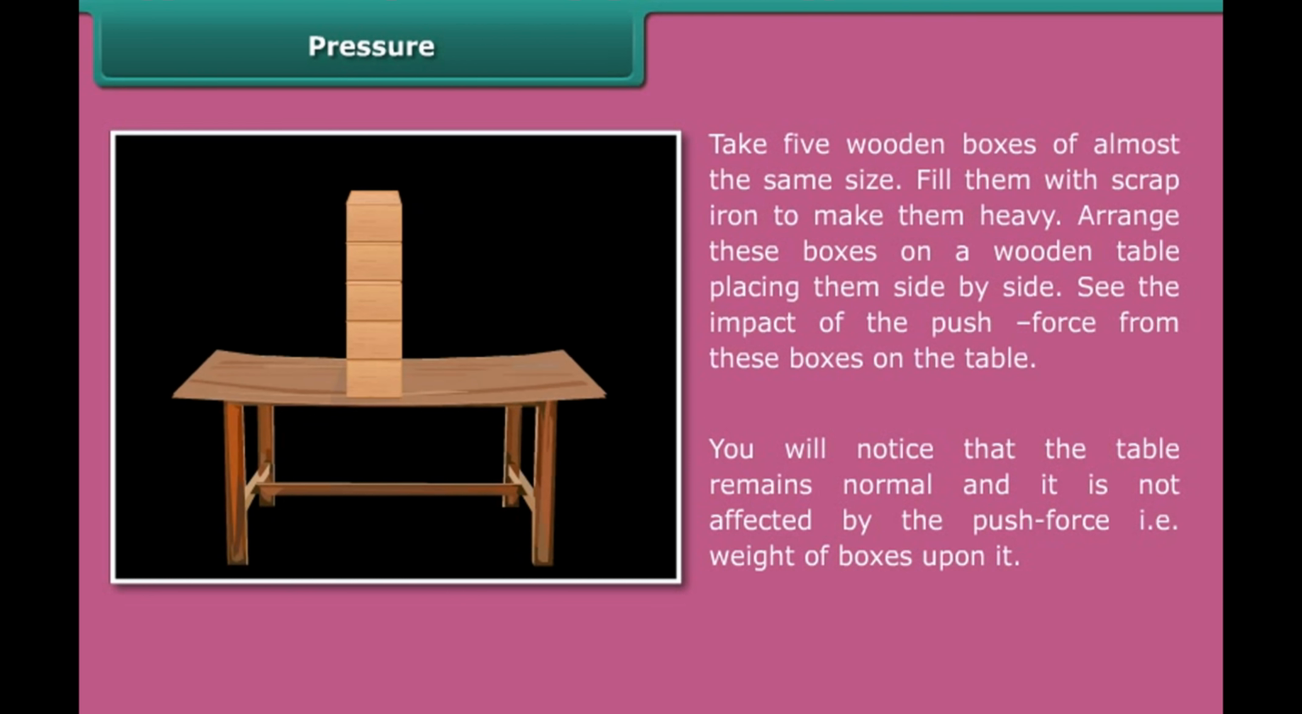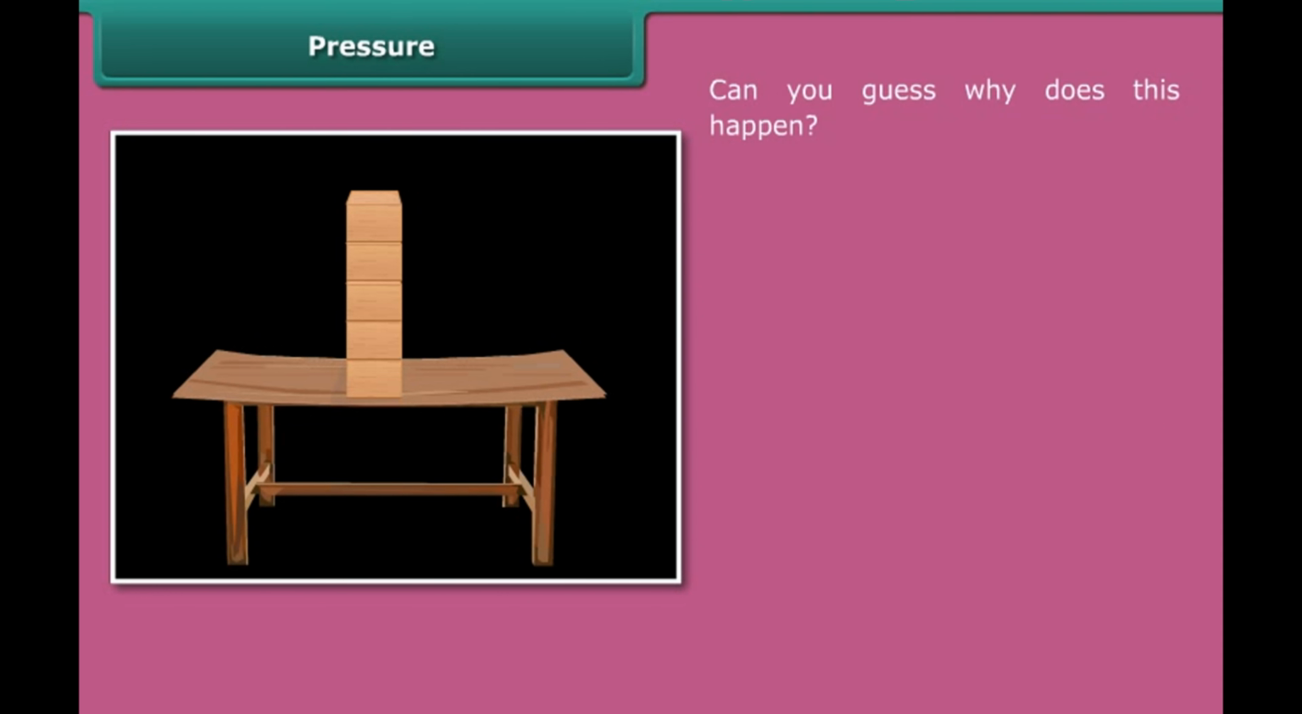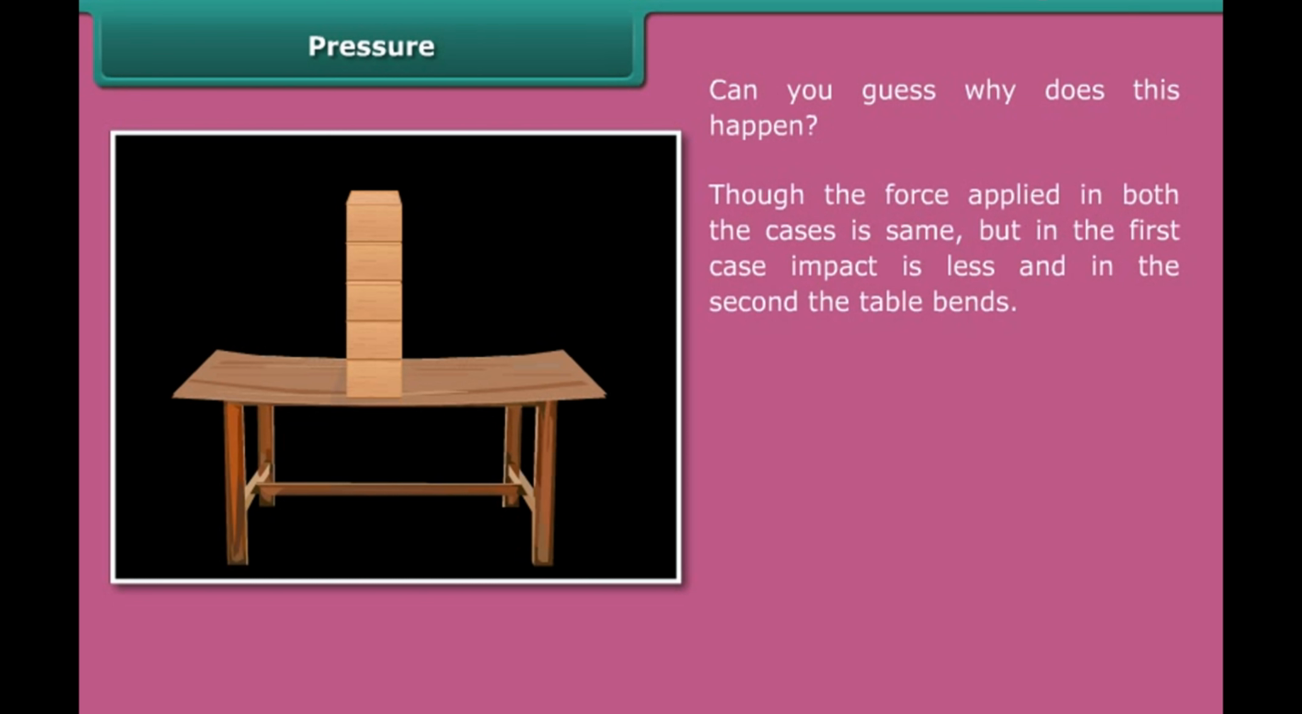In this arrangement, the table either bends or breaks under the weight of the boxes. Can you guess why this happens? Though the force applied in both cases is the same, in the first case, the impact is less, and in the second, the table bends.